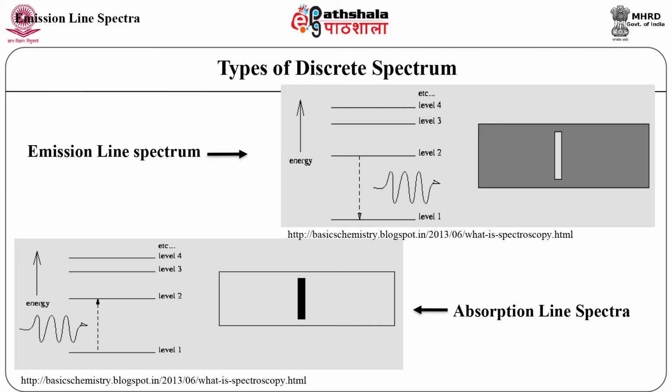Minute changes of energy in an atom generate photons having low energies and long wavelengths, for example radio waves. Similarly, large changes of energy in an atom will emit high energy, short wavelength photons, for example UV, X-ray, gamma rays, etc. Emission spectrum can provide the spectrum of each atom.